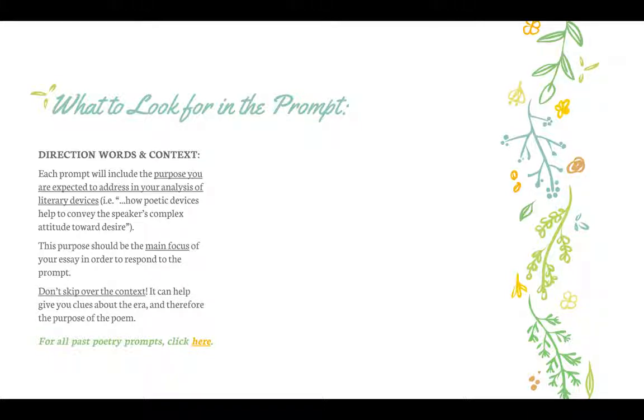Don't skip over the context in the prompt itself. It will give you key things about maybe where the poet is from, when it was written, and that can help a lot. It's not the end of the world if you don't know everything about that poet, but it will affect your analysis if you ignore clues that are already given to you.